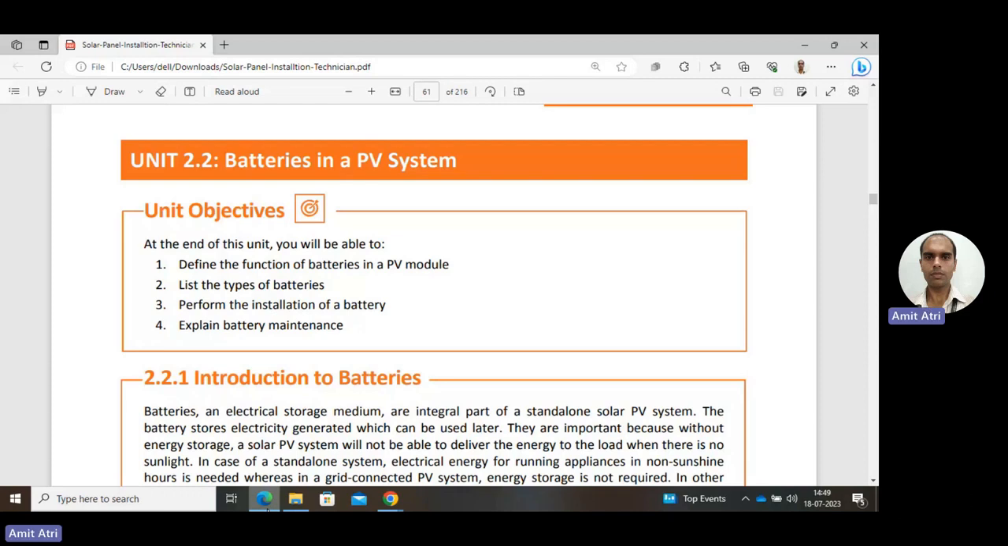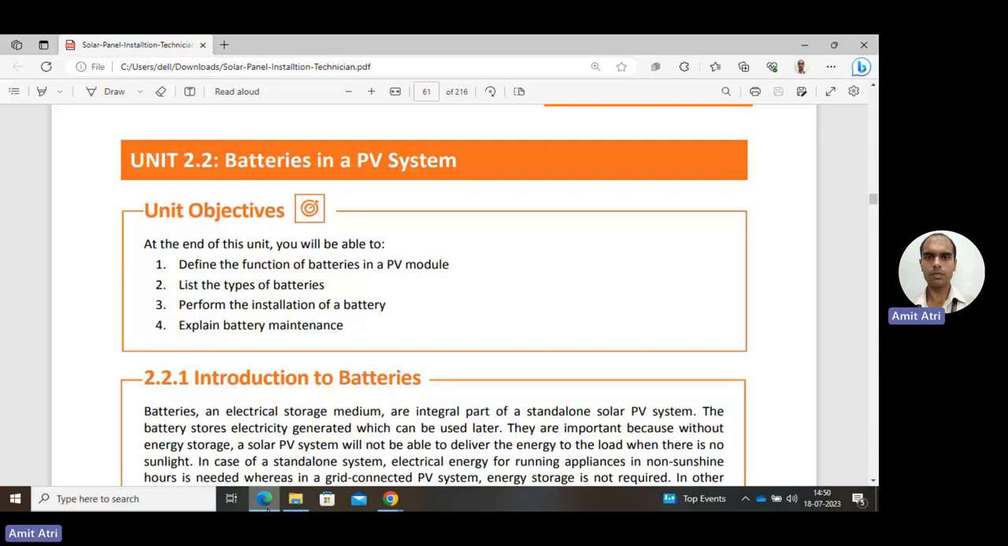So batteries, why do we need a battery? That is because in a standalone system, meaning a system which is not connected to the grid, we necessarily need a battery because solar energy is not available throughout the time. In the absence of solar energy, this battery is supposed to supply energy to the load. And this battery will store energy when solar availability is there.